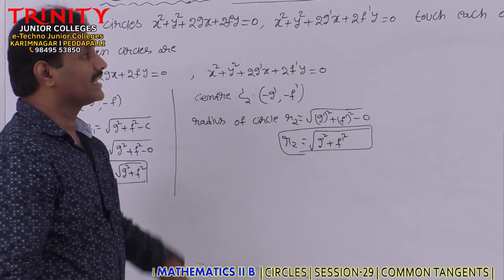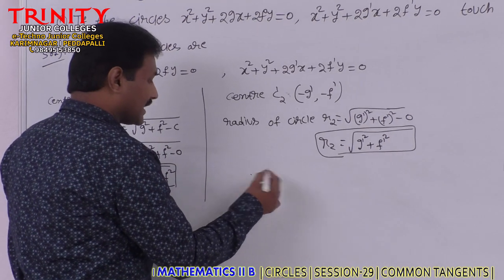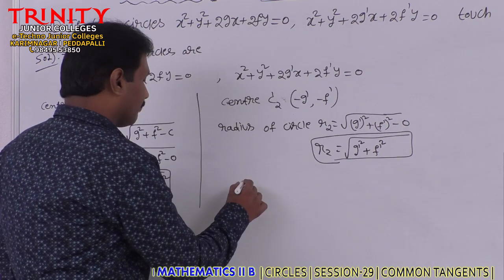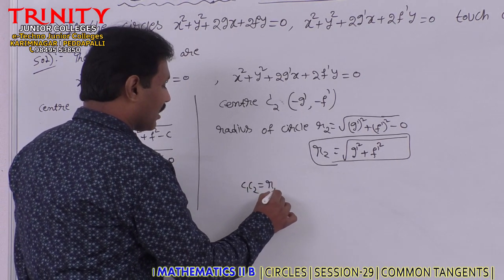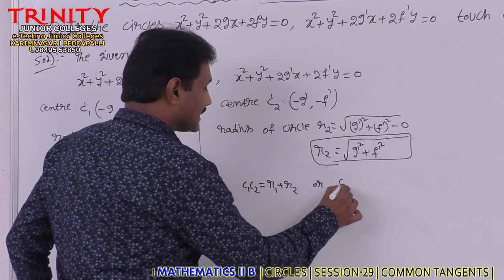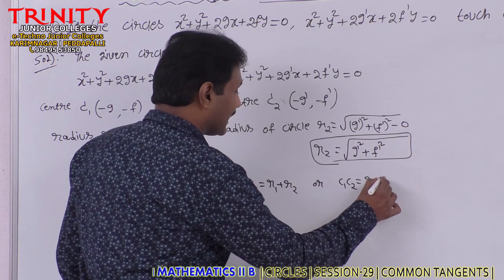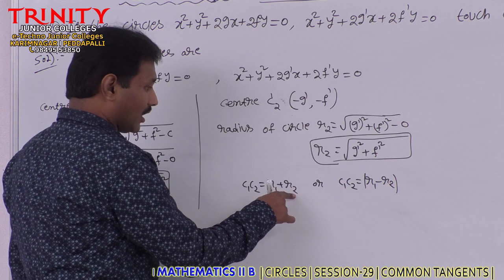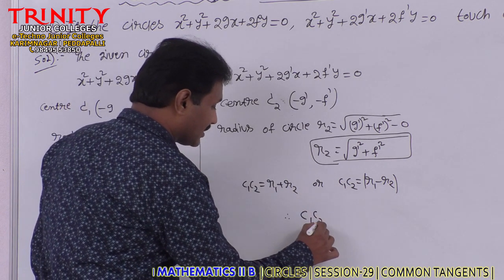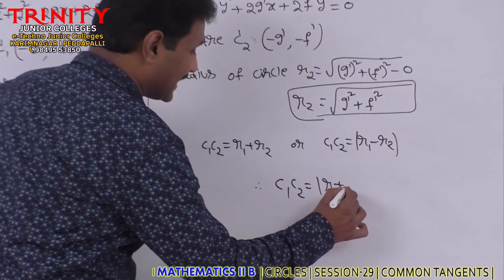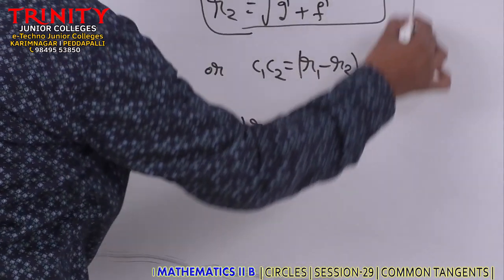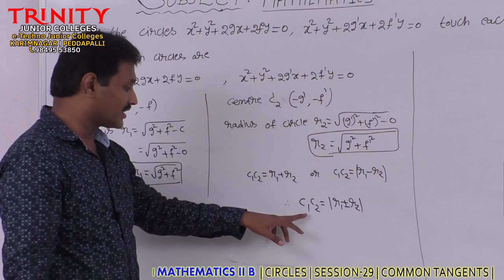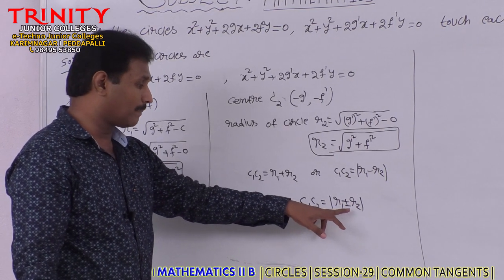Here the circles touch each other. That means C1C2 equal to R1 plus R2 or C1C2 equal to modulus of R1 minus R2. Both are positive, so it is taken as modulus. Therefore, C1C2 equal to modulus of R1 plus or minus R2. There are two chances, either externally or internally. Then the circles touch each other, and the condition is C1C2 equal to modulus of R1 plus or minus R2.